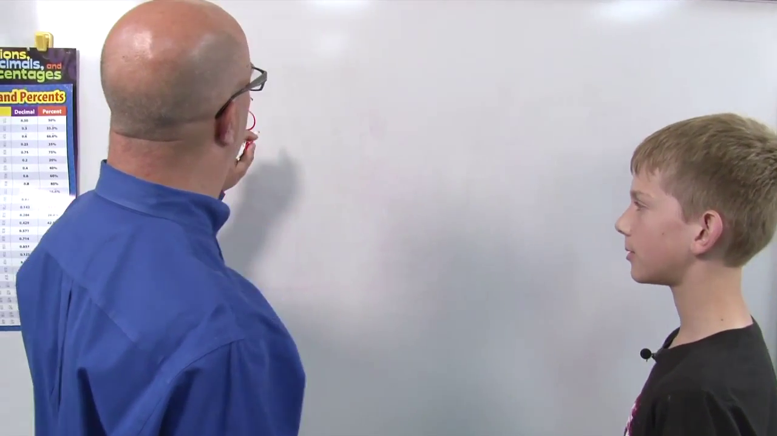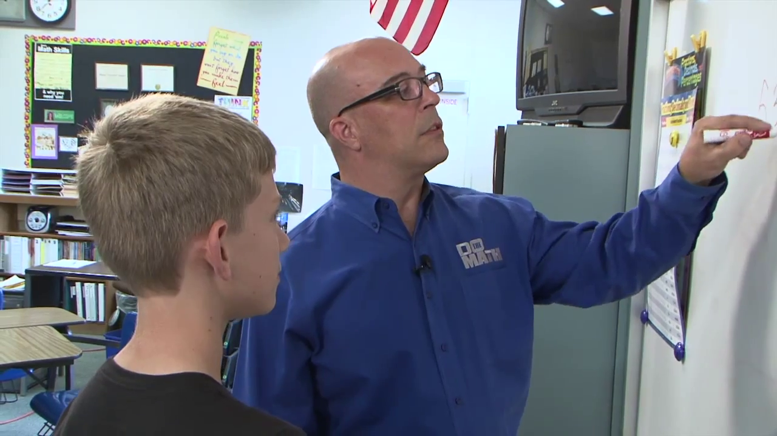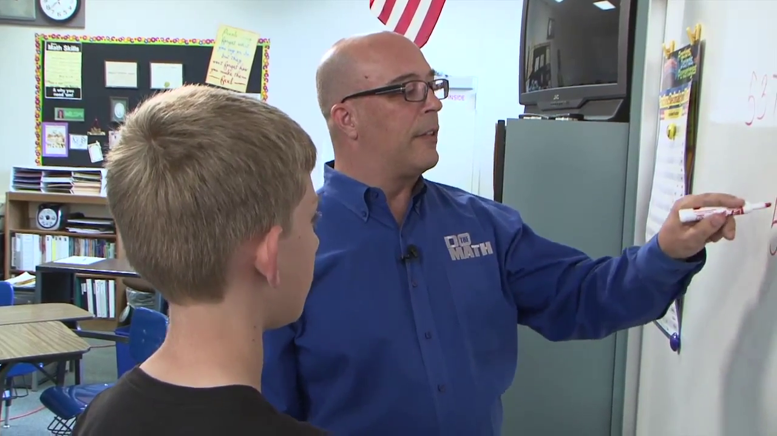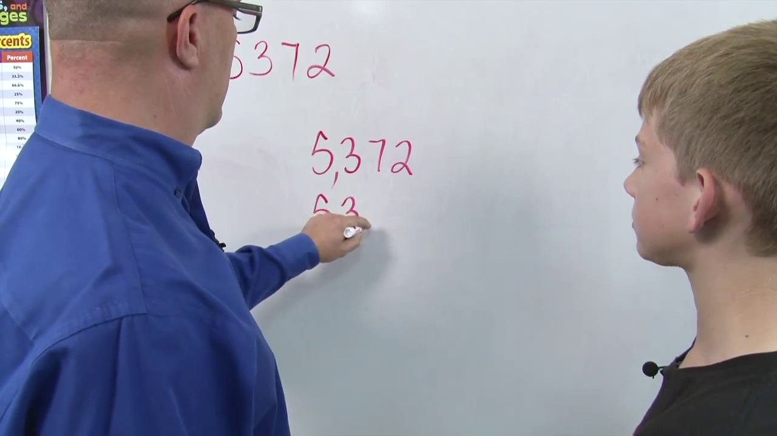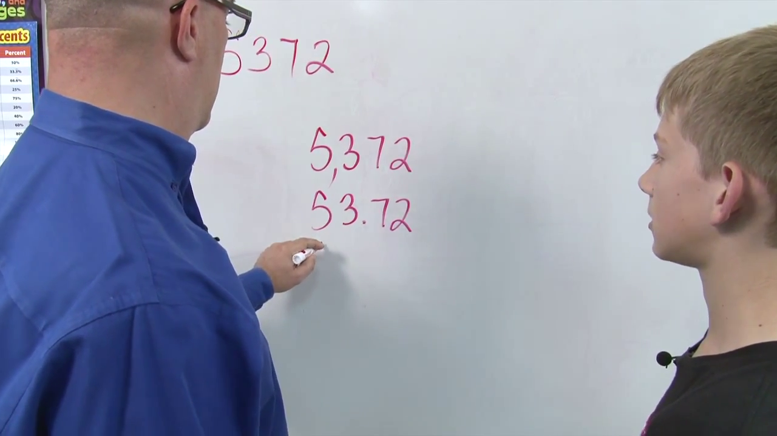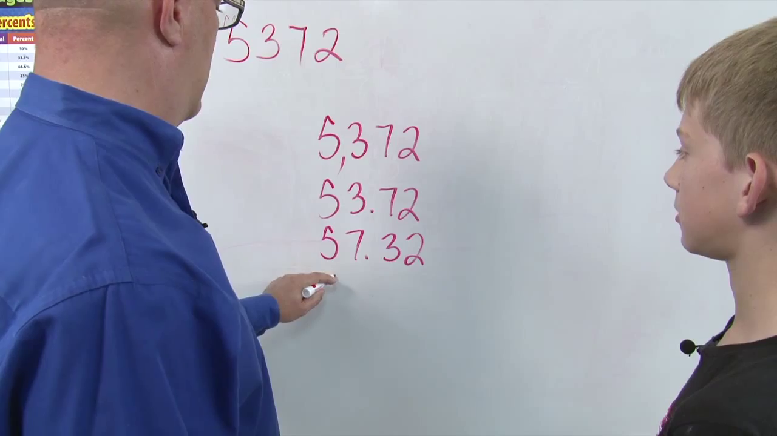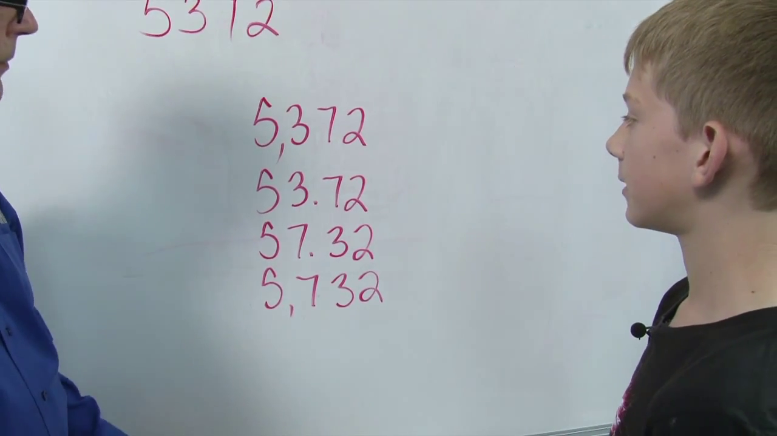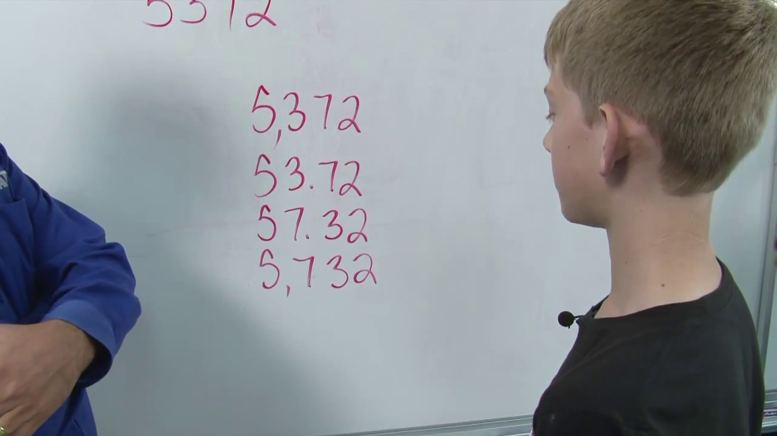5, 3, 7, and 2. Okay. So if I have those numbers right there, first of all, would you be so kind as to read those for me? 5,372, 53.72, 57.32, and 5,732. Okay.